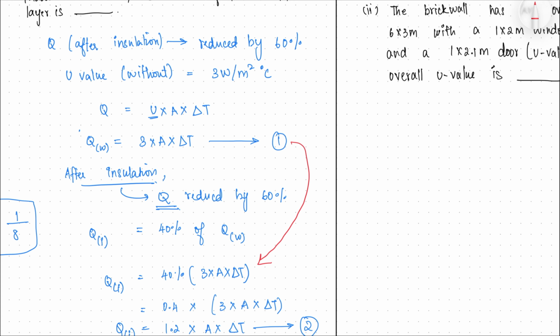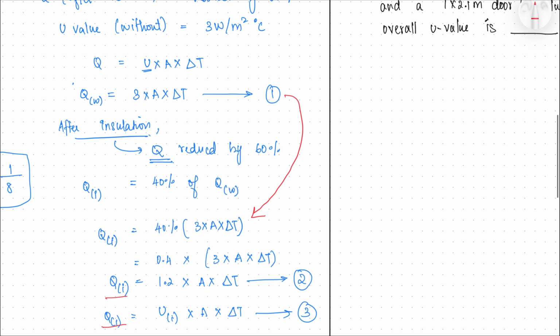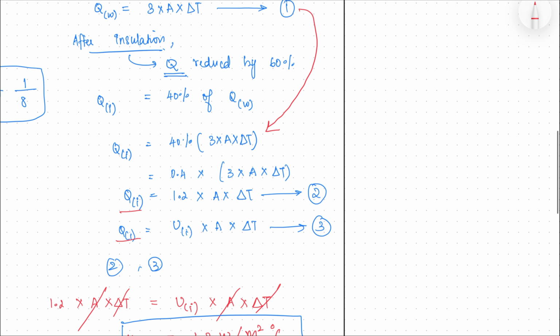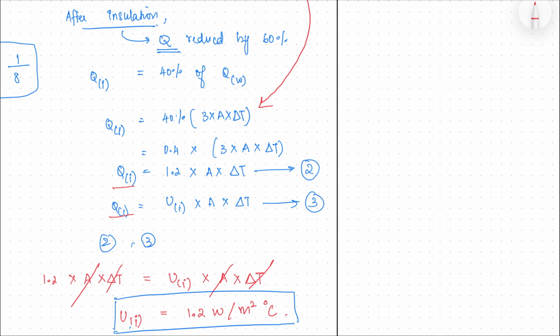So you find the U value of the roof without the insulation, which will give you 3 into A into delta T. And then you find after insulation, which will give you 40% of the original without insulation roof. So that will give you 1.2 into A into delta T. And with equating everything, you will find the U value of the insulated roof, which would give you 1.2 watt per square meter degree Celsius.